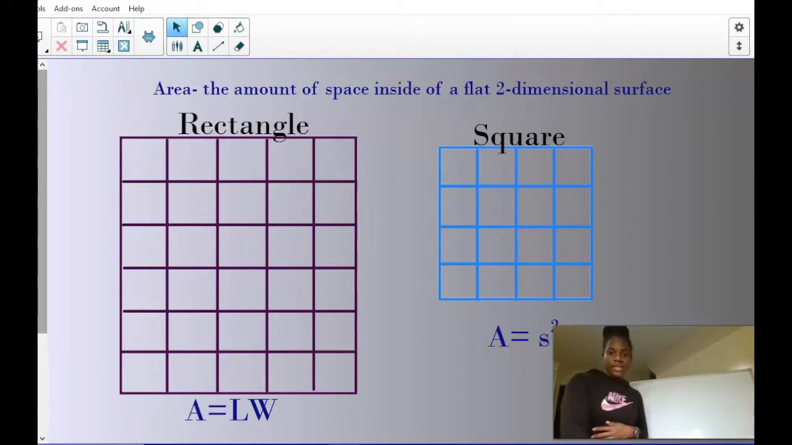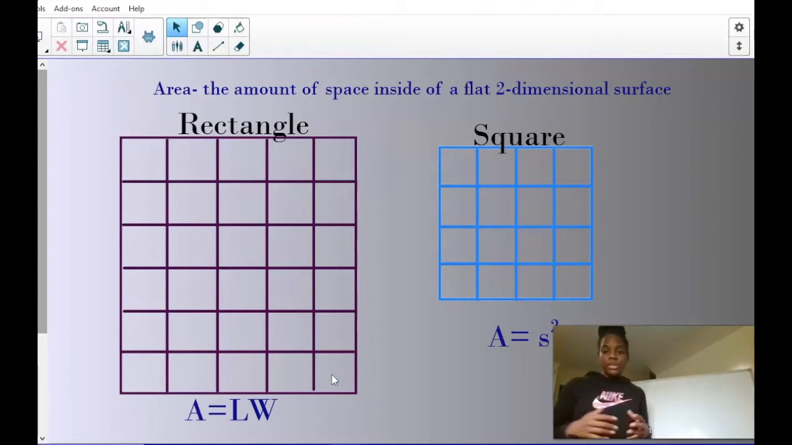And you'll notice that if we look at this rectangle, if we go across, there are 1, 2, 3, 4, 5 boxes going across, and 1, 2, 3, 4, 5, 6 boxes going down. Going across gives us your width, and going from top to bottom gives you your length. Same thing with the square. Notice that there are 2 different formulas. Though there are different formulas, the formulas are the exact same.